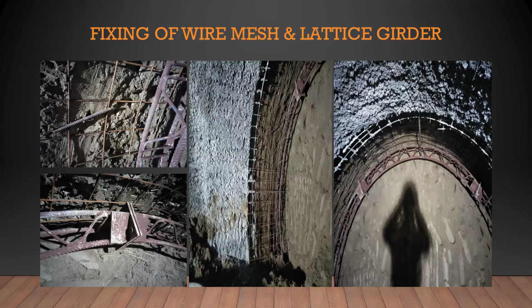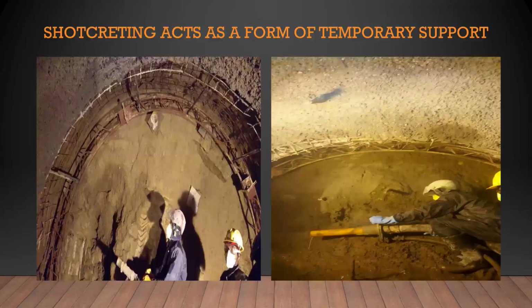Later the lattice girder will be fixed. The width of the lattice girder will be 180 mm. Then for 200 mm, shotcreting will be performed again, because shotcreting acts as a form of temporary support.